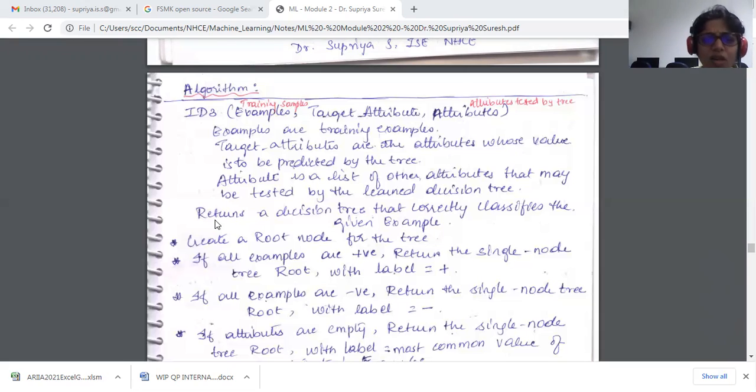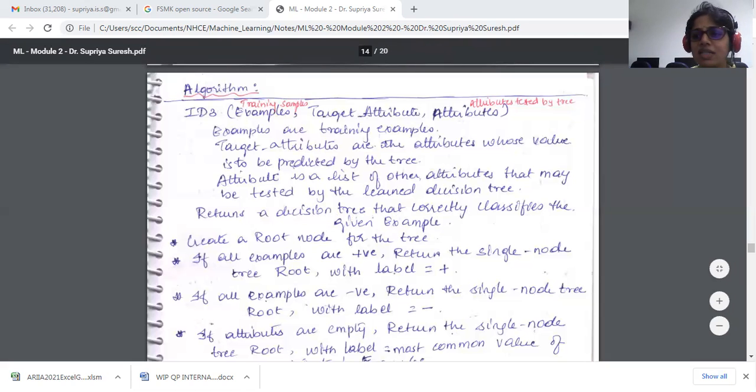What does it return? It returns a decision tree that correctly classifies the given examples. The main focus is that when we construct a decision tree and it is given test data, it should correctly predict the classification of the given data. So the correct classification, the prediction, is more important. It returns a decision tree that correctly classifies the given examples. How do we start it?